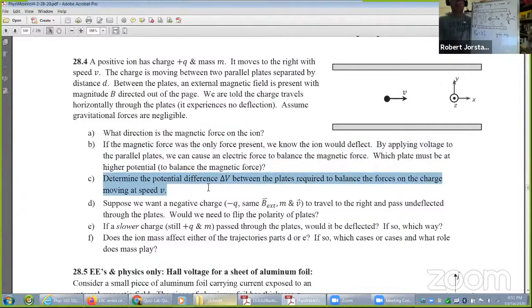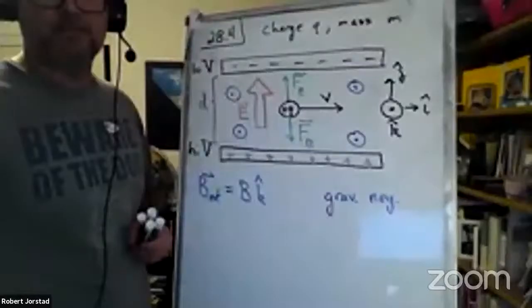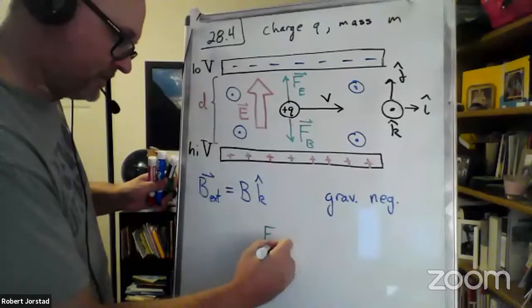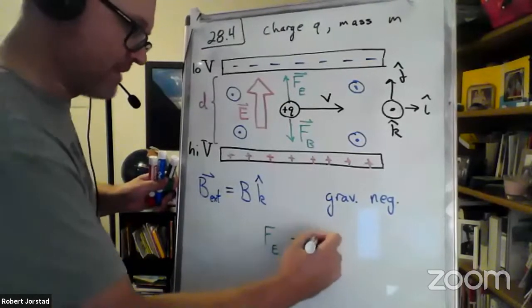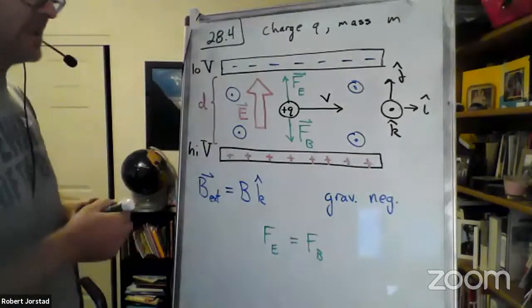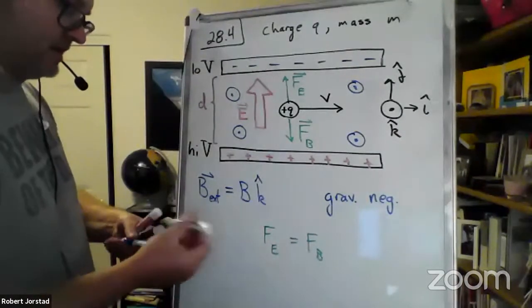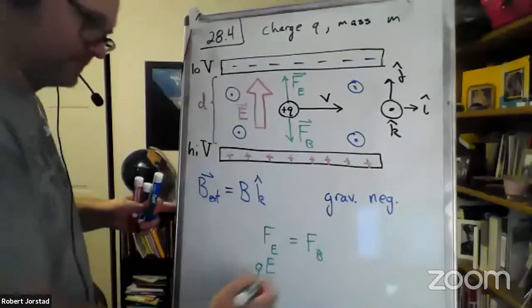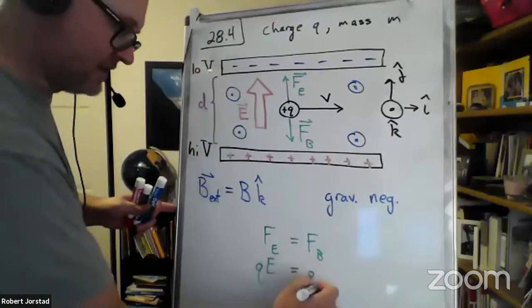Let's jump back into here. How do I get the potential difference between the plates required? Well, now I hope you could see this. The trick is we want the forces to balance. So we write a force magnitude equation. Be careful here. The force magnitude electric equals the force magnitude of magnetic, right? In this case, this one is going to be qE. This one over here is q.